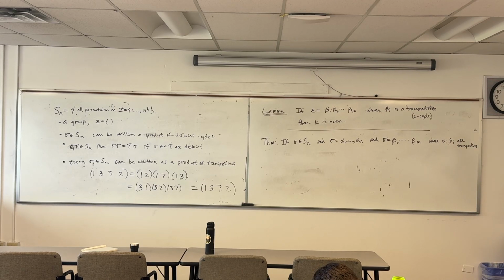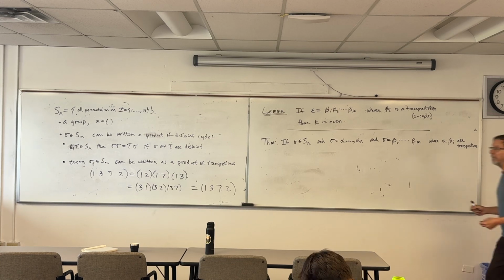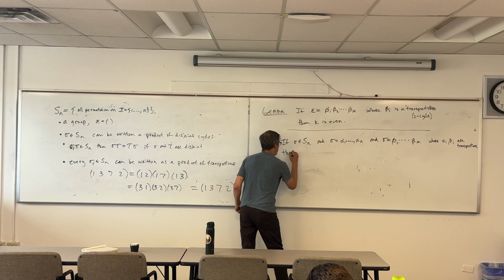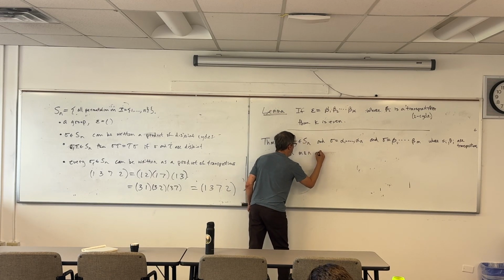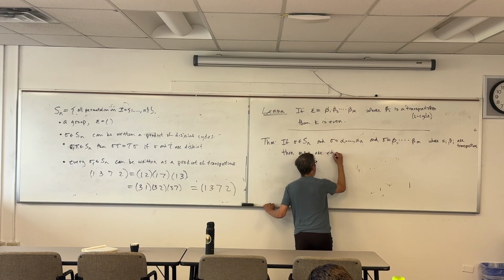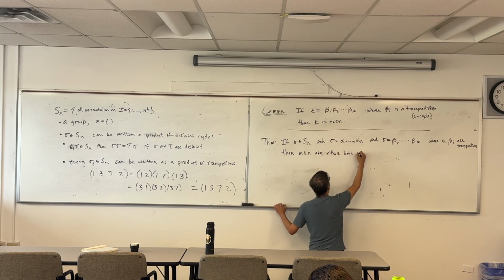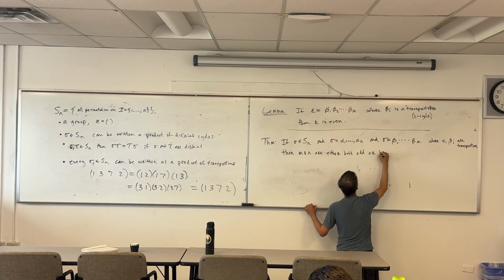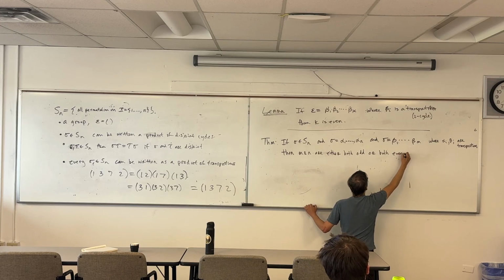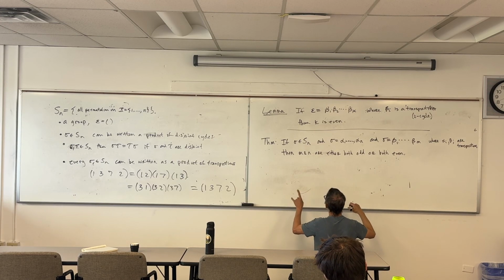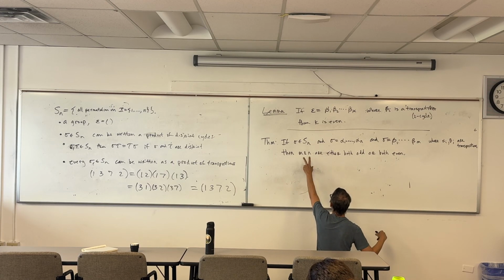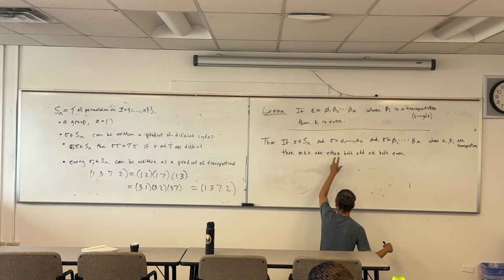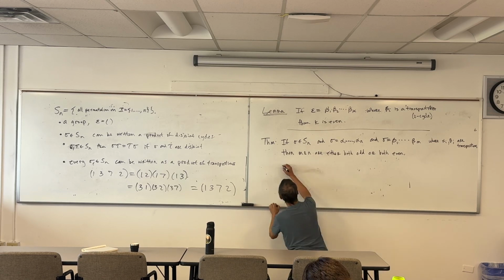Then m and n are either both odd or both even. And a really elegant way to say this is that the parity of a permutation is invariant of its decomposition into 2 cycles. That's a very fancy way to say it. I'm going to write that out.